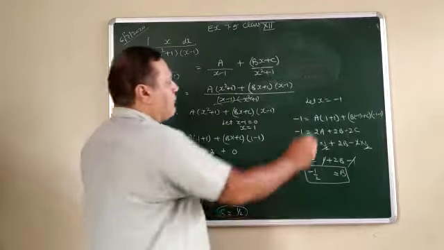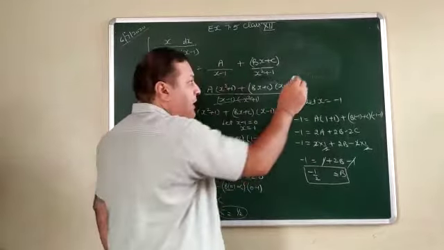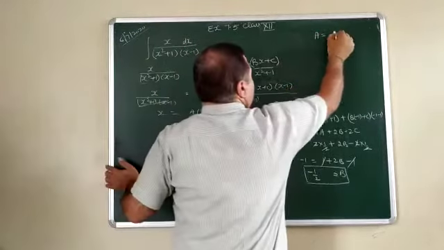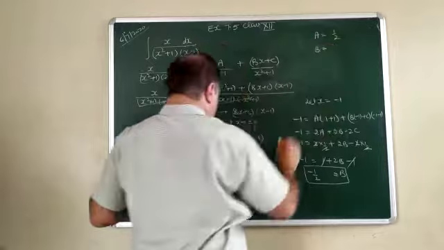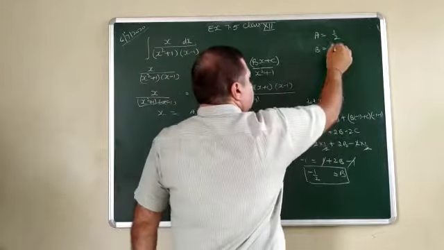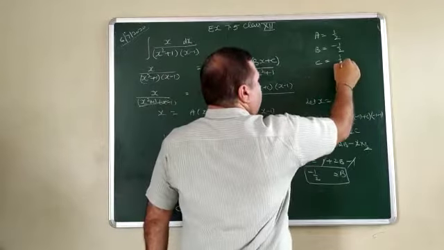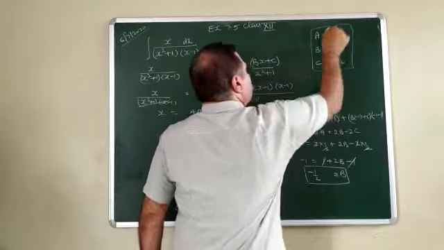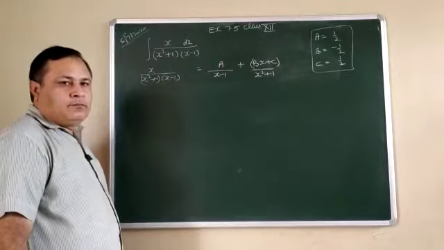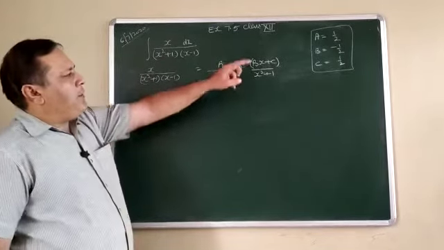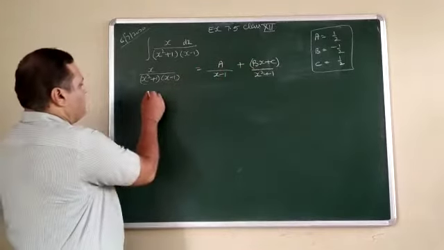See this one. Value of a is calculated by you, that is a is equal to 1 by 2. Value of b is equal to minus 1 by 2. Value of c is equal to 1 by 2. You calculated all these values of a, b and c. Now substitute the values of a, b and c into this equation.